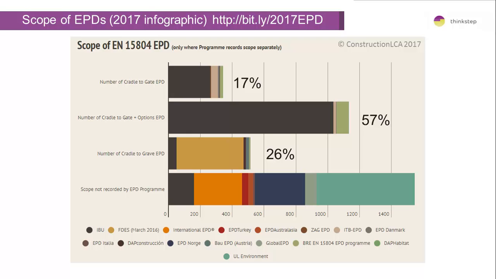And of those EPDs, this was work that I did at the end of last year, over half of them provide information beyond the cradle to gate. So I think people think that EPDs just provide the manufacturing information, but the vast majority of EPDs, where we know what they produce, as in the data is easily accessible, actually are providing information for large parts of the life cycle. So there is a lot more information there than perhaps you imagine.